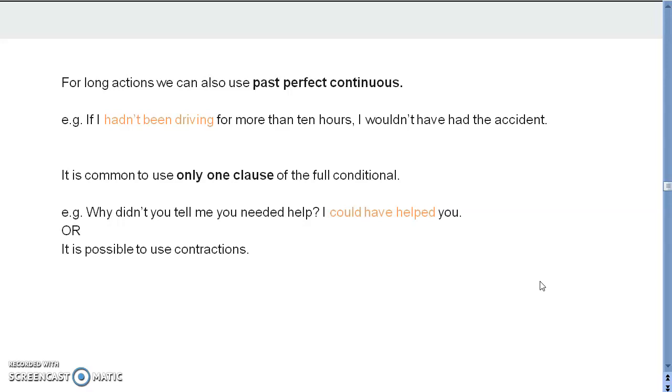It's also possible to use contractions. I'm sure you remember contractions, the short form of full words. And here, instead of I could have helped you, you can use contraction here. I could've helped you.